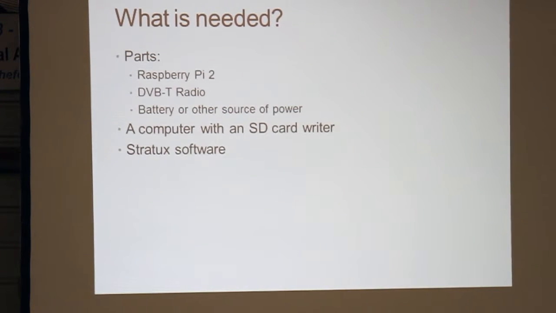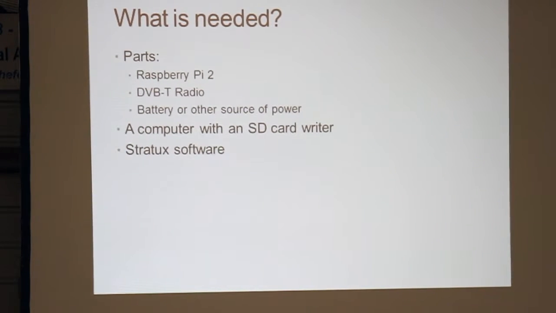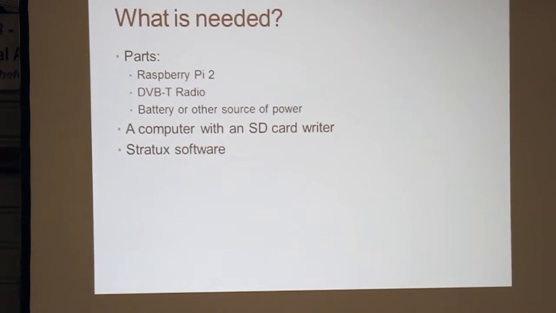Okay, so what's needed for a Stratux build? It's a Raspberry Pi 2, the radio tuner, and a battery or other source of power. The hardest part about this really is writing the software onto the SD card. You'll need a computer to do that, or now there's a number of vendors actually shipping the Raspberry Pi kit with the SD card pre-programmed. So it really couldn't be easier if you get it from one of those vendors. You need the Stratux software also.